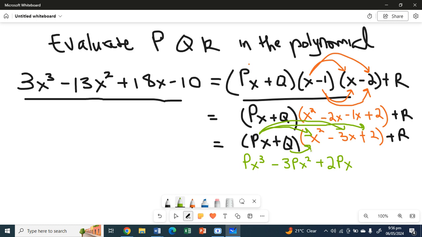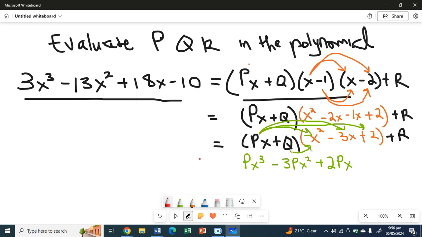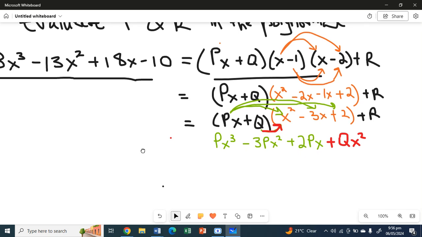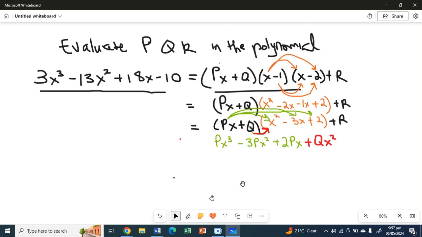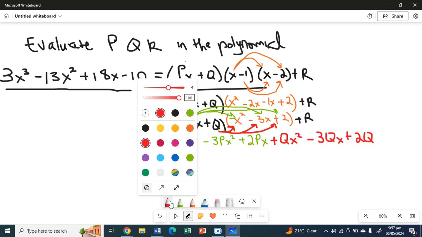Then we say q times x squared. q multiplied by x squared, we get qx squared. q multiplied by negative 3x, we get negative 3qx. q times 2, we get plus 2q. Plus r.